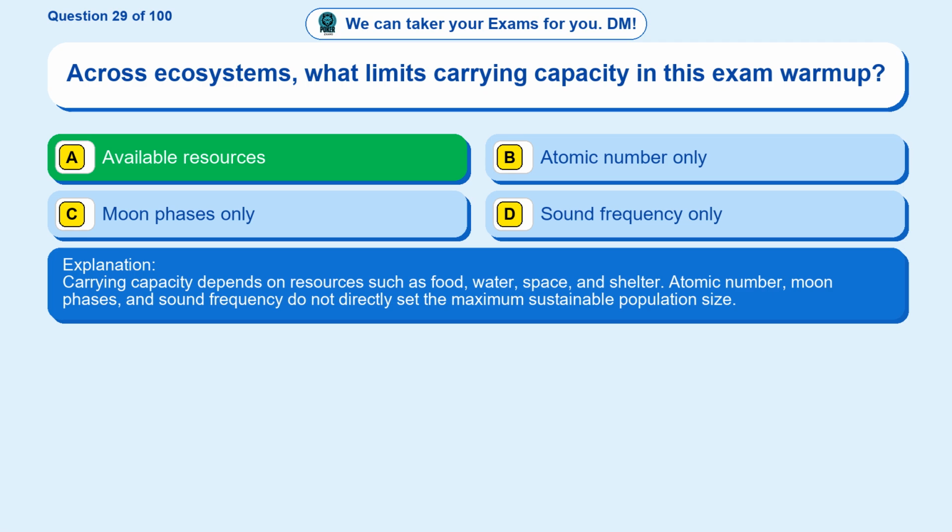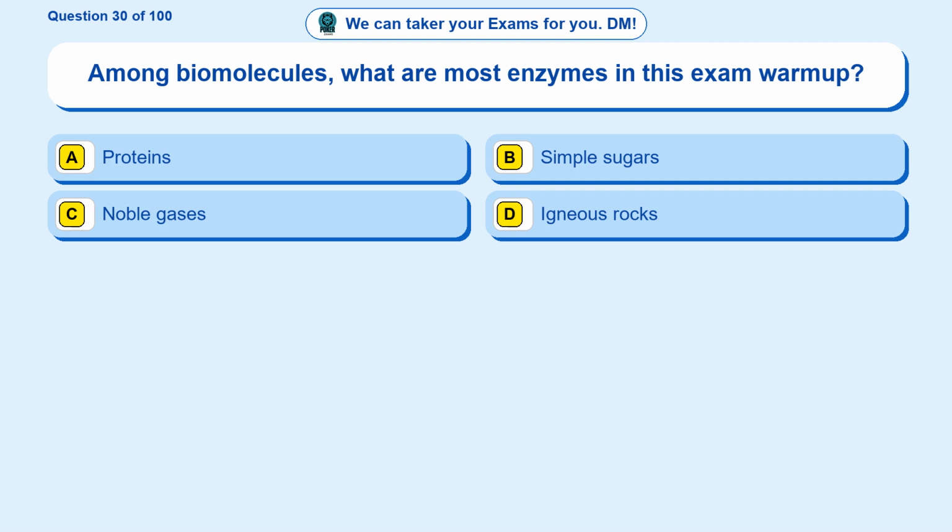Question 30. Among biomolecules, what are most enzymes in this exam warm-up? Option A, proteins. Option B, simple sugars. Option C, noble gases. Option D, igneous rocks. The correct answer is option A.